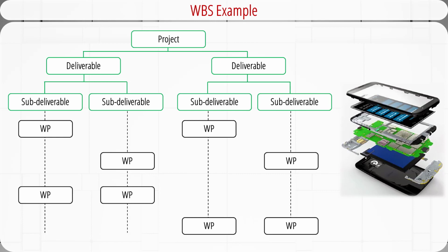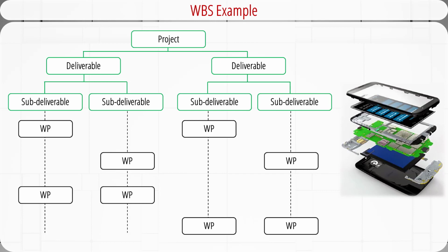The camera's sub-deliverable involves 2 work packages. The battery sub-deliverable involves 2 work packages. Similarly, other sub-deliverables such as the touchscreen, the CPU, the memory, and the antenna can also be divided into smaller work packages.